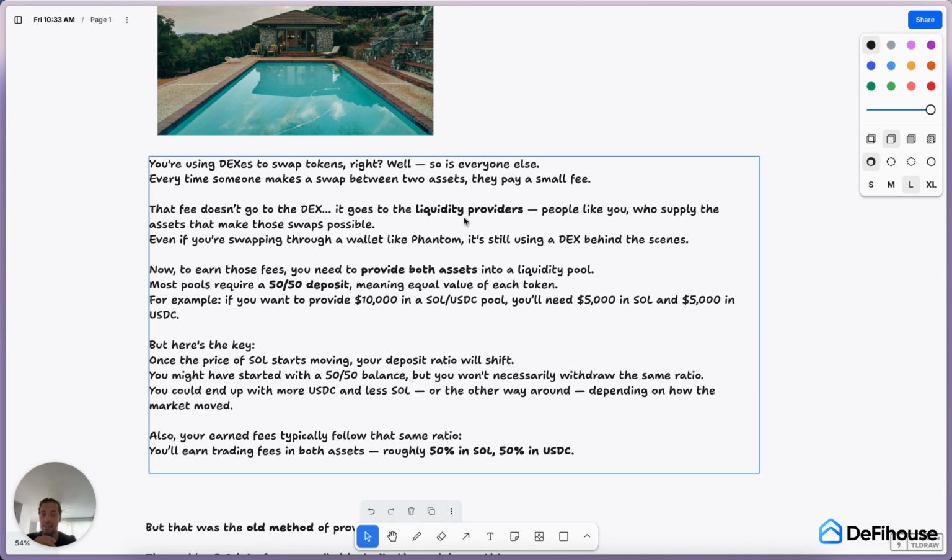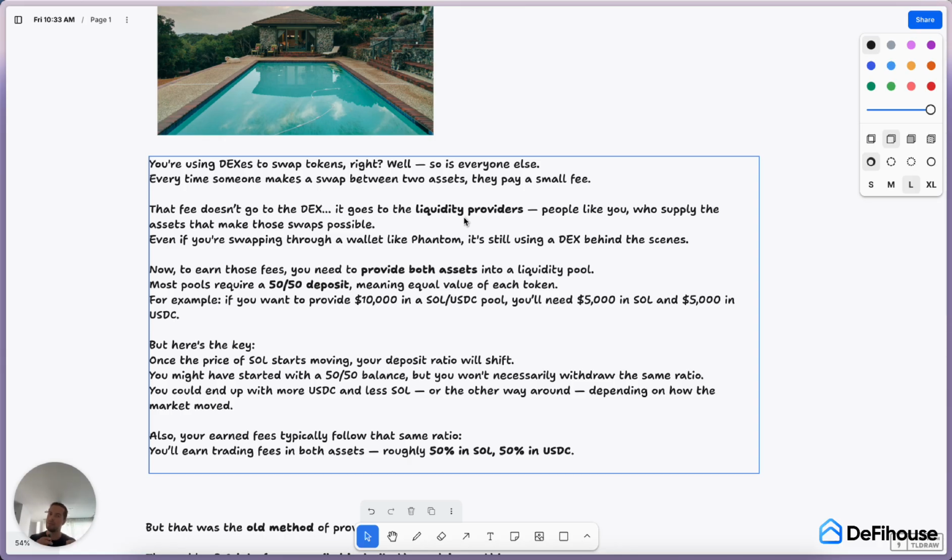And the fees that you are getting, they also come in the same way, roughly 50-50. So for example, if you stayed in the pool for a few days, weeks, months, doesn't matter, right? And you generated, let's say, $25 in fees, that $25 will be 50% in USDC and 50% in Solanas as well. So it's just something that you have to remember.